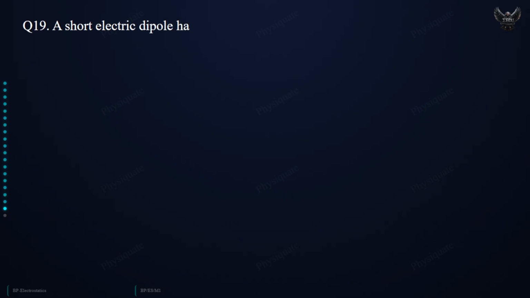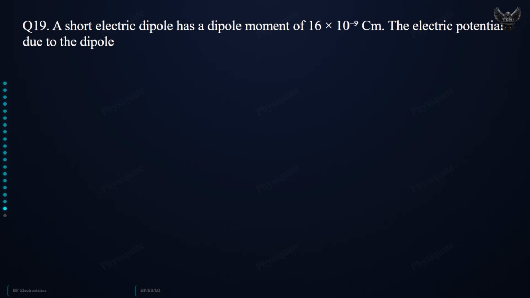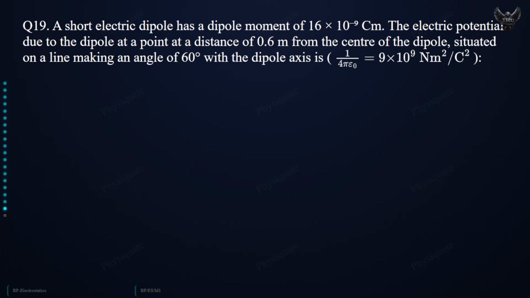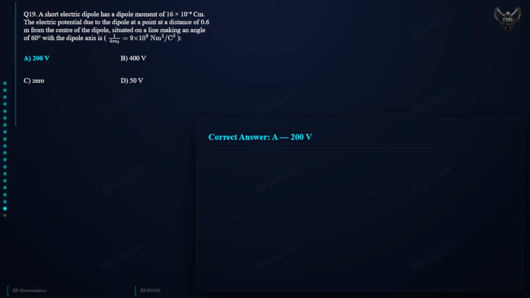Question 19. A short electric dipole has a dipole moment of 16 times 10 to the power minus 9 C m. The electric potential due to the dipole at a point at a distance of 0.6 meter from the center of the dipole, situated on a line making an angle of 60 degrees with the dipole axis, is: 1 divided by 4 pi epsilon 0 equals 9 times 10 to the power 9 N m squared divided by C squared. Correct answer is option A.